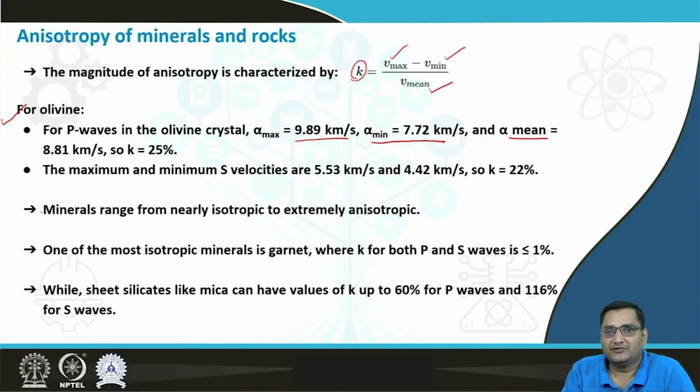So the magnitude of anisotropy, if we calculate using this formula for the olivine crystal, which is a major constituent of the upper mantle, then this k will become equal to 25%. That means there is 25% anisotropy for the P wave velocity in the upper mantle due to olivine crystal.